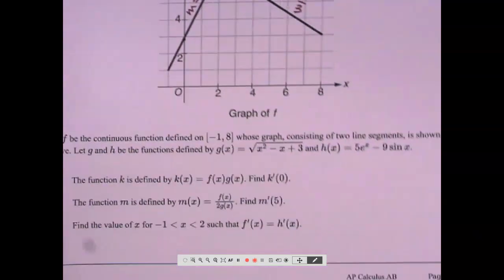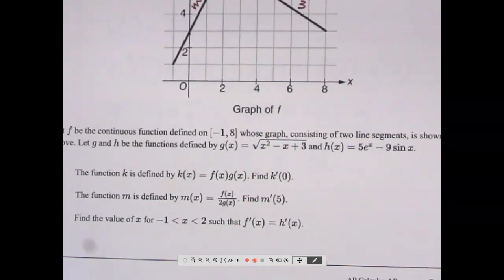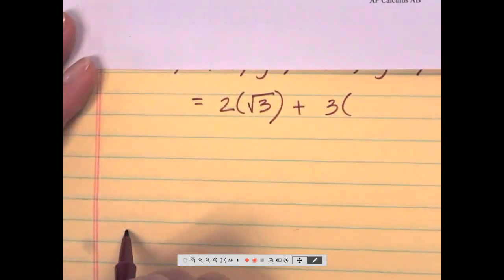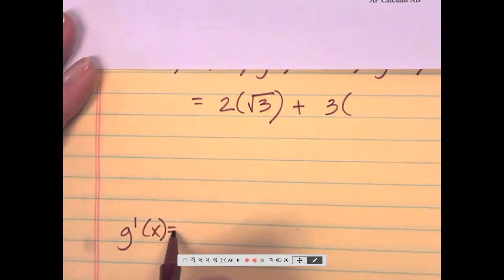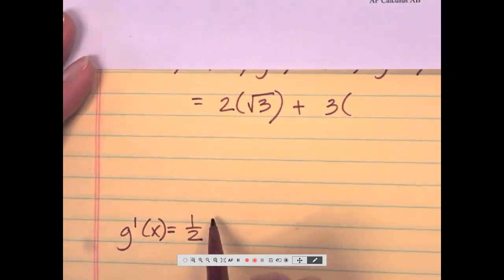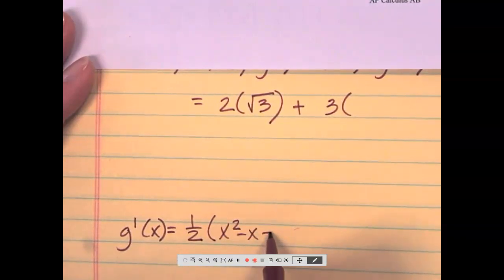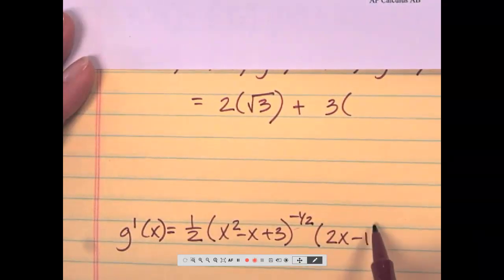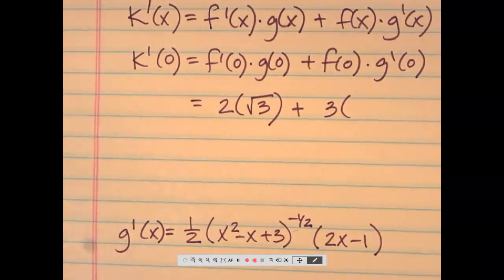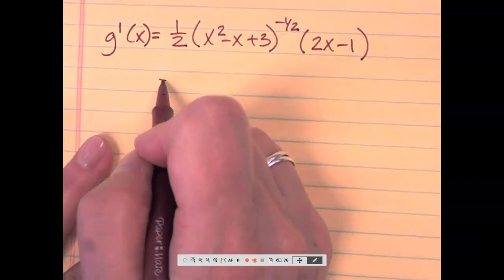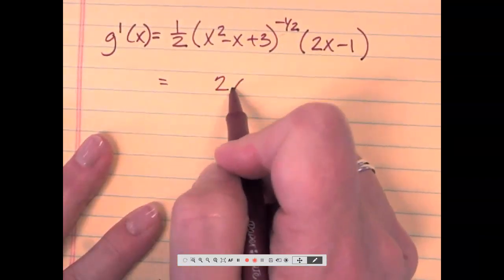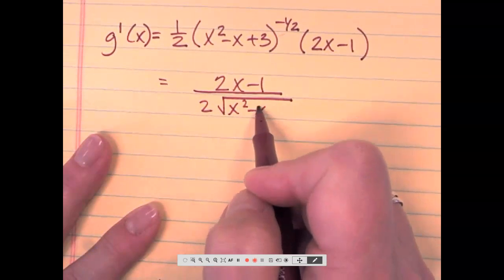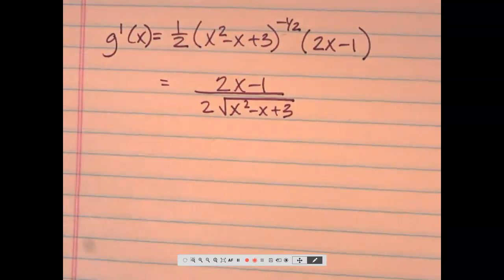Okay, g prime of 0. We've got to do a little bit of work, don't we? Take the derivative of g, then plug in 0. So I'm going to come down here and find g prime. I'm going to bring the 1/2 down. Chain rule. Let's see, 2x minus 1 over 2. Does that make sense there?